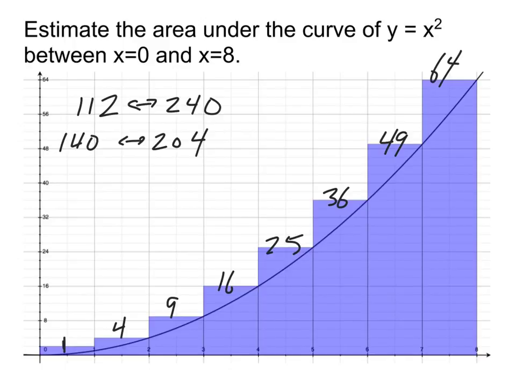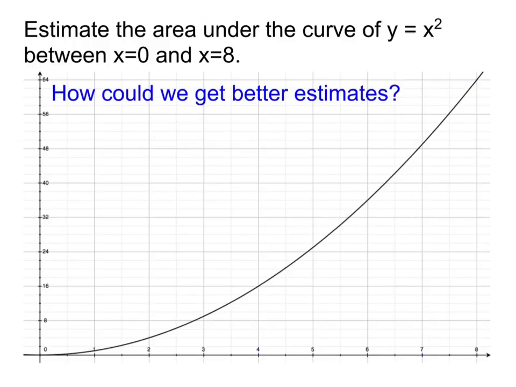Having seen that, you might have some other ideas about how to make this method better, or maybe even other methods that might be better. So let's actually talk through that. What are some methods that we could use to get even better estimates than what we've found so far, just like 140 to 204? How can we get something better?